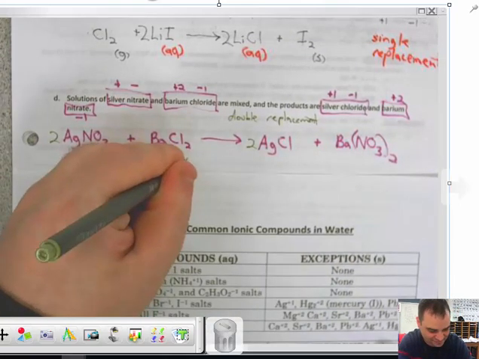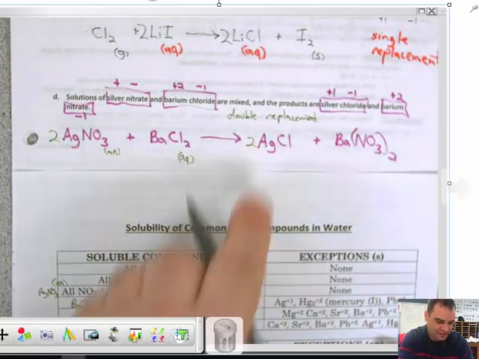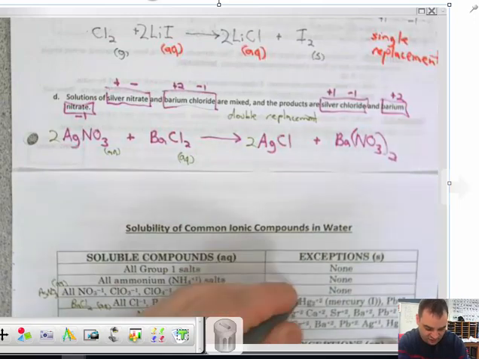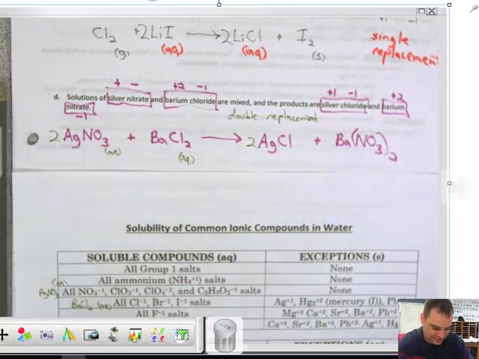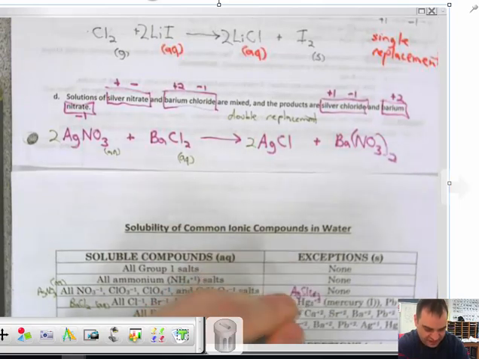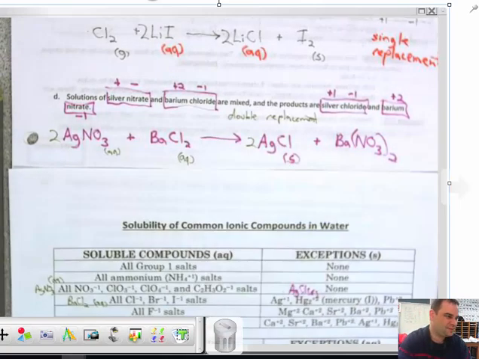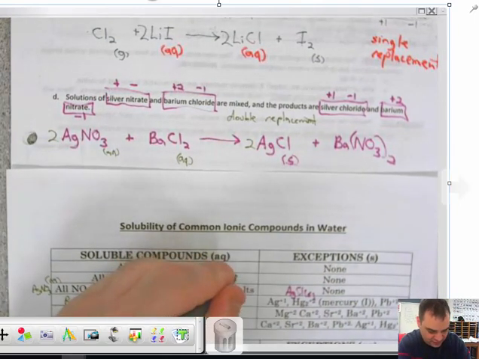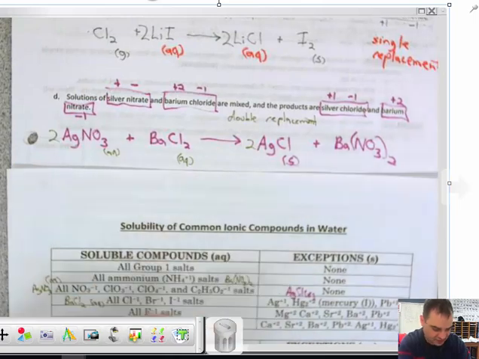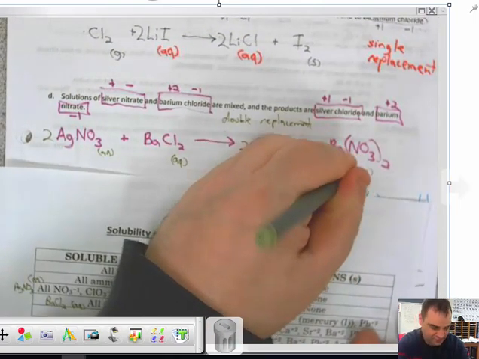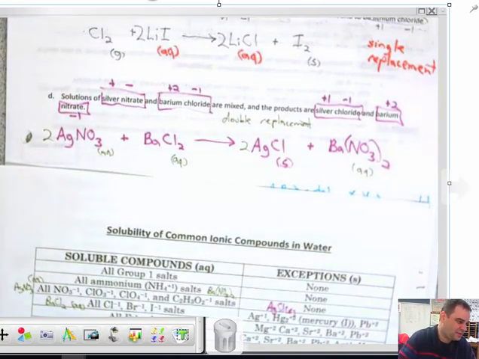Okay. Silver chloride. Chloride is here, but silver is over here. So silver chloride actually ends up in this square over here. That is an S. And then barium nitrate ends up in this square right here because there's no exceptions to the nitrate rule. So this is AQ. Okay, guys are champions. The legend's out.